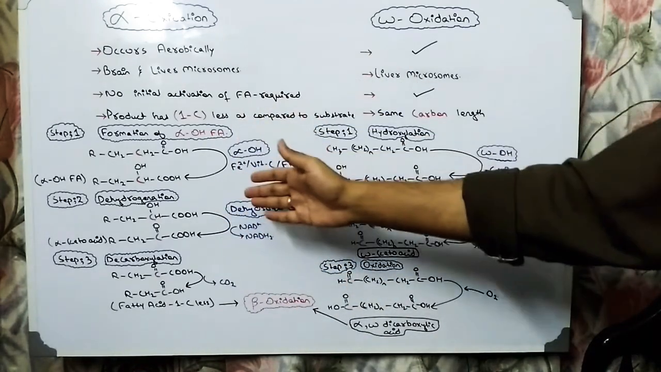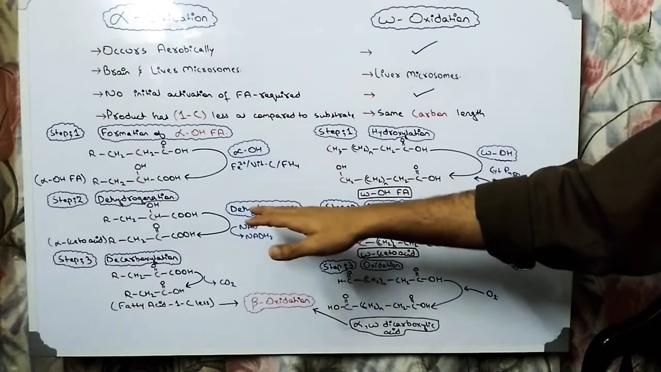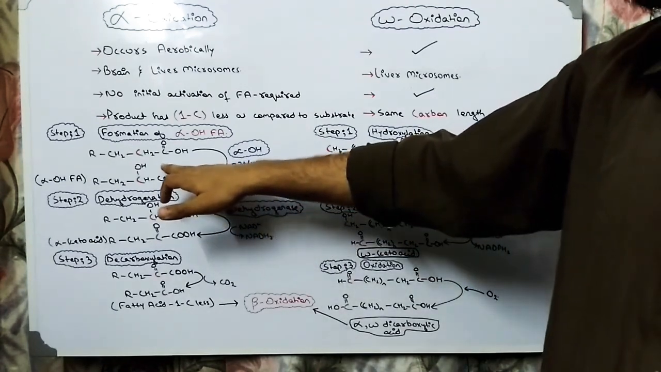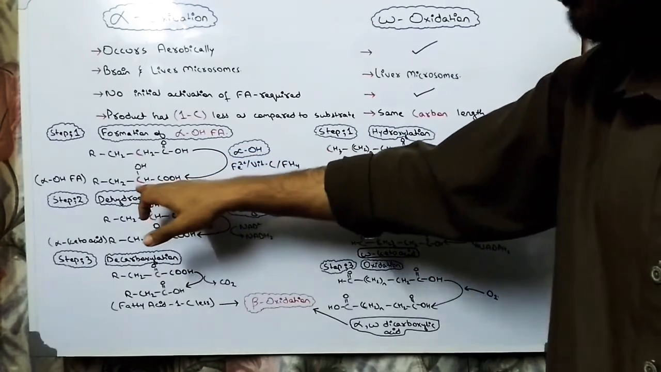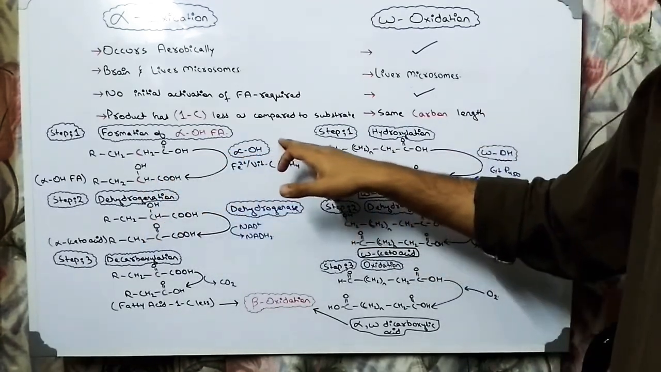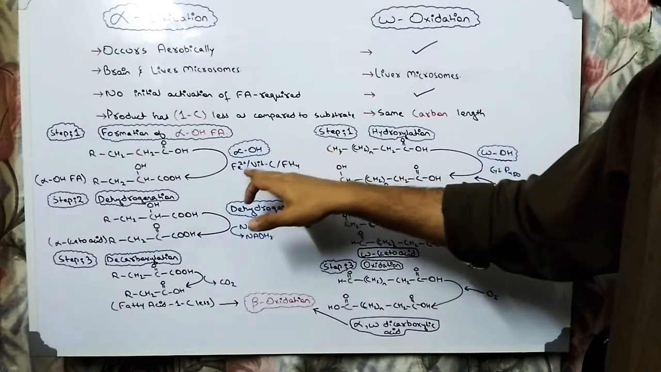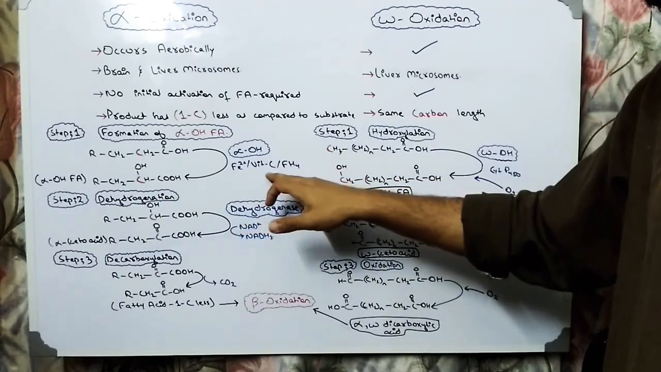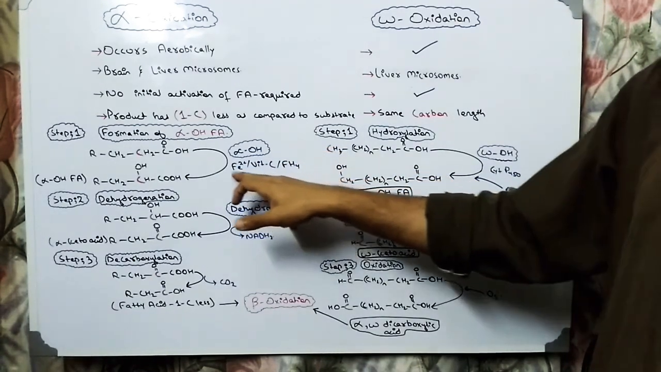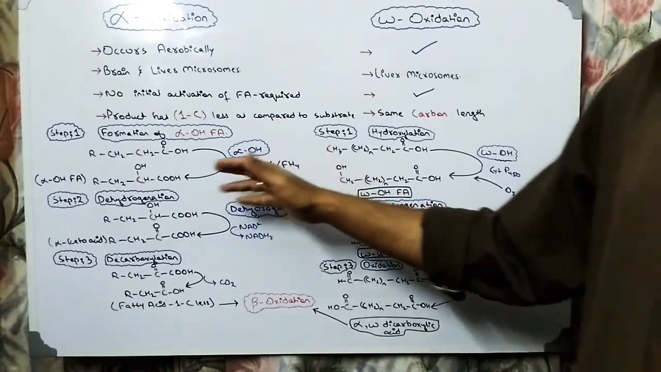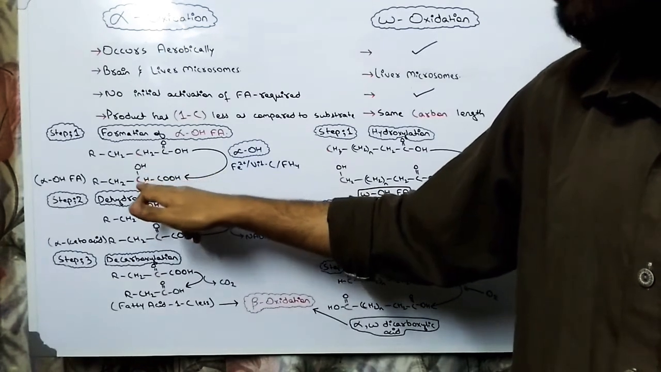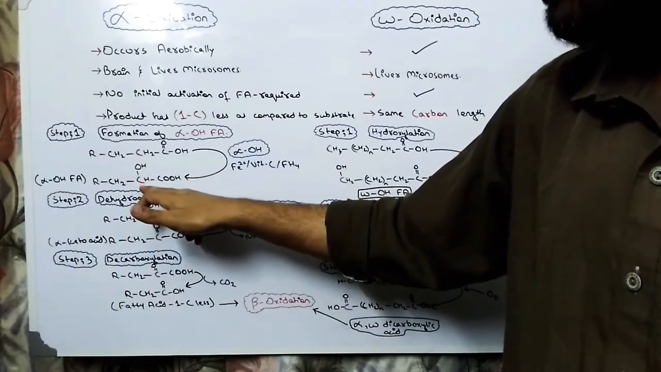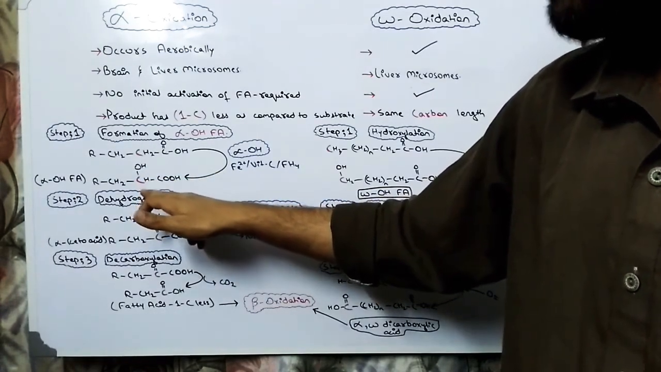First we will talk about alpha oxidation. In alpha oxidation, the first step is the hydroxylation step, which results in the attachment of a hydroxyl group to the alpha carbon. This is catalyzed by an alpha hydroxylase enzyme, which uses ferrous iron, vitamin C and tetrahydrofolate as cofactors. This results in the production of an alpha hydroxy fatty acid, as a hydroxyl group is attached to the alpha carbon.